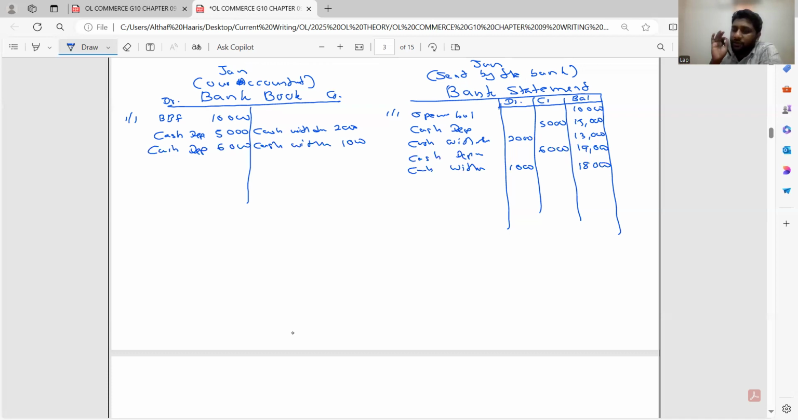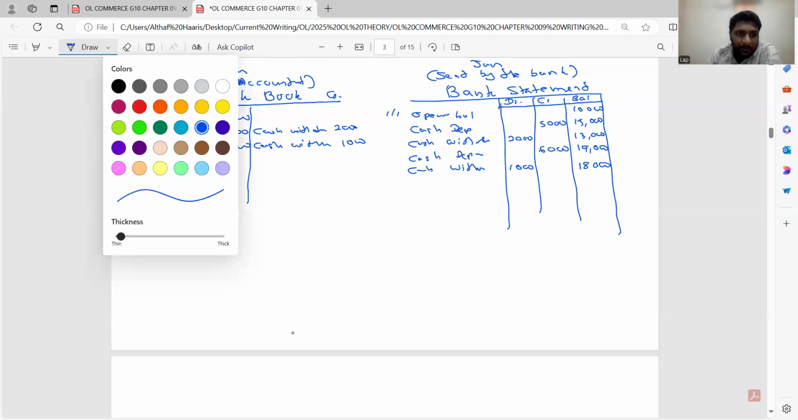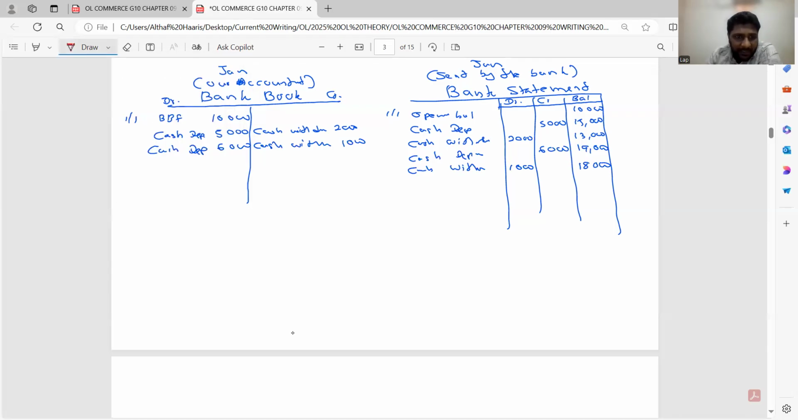So what I wanted to show you, people, is a very simple thing. Whatever item is on the debit side of our accountant's accounts will be in the credit column of the bank statement. Whatever credit items are in our accountant's accounts should be in the debit column of the bank statement.